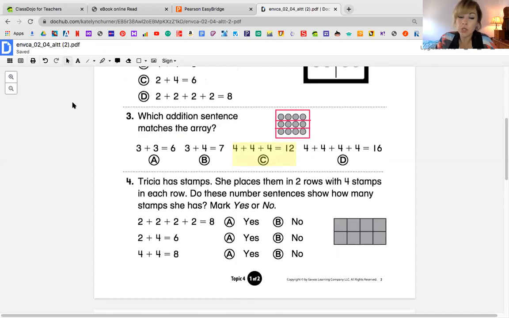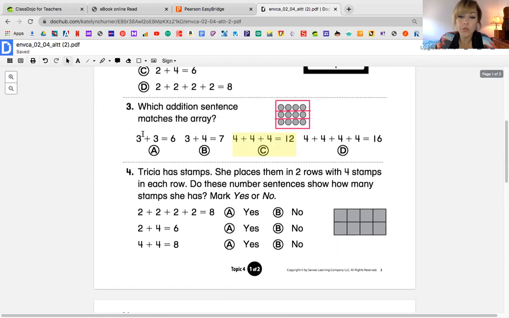Now, number 4 is a little tricky. It says Trisha has stamps. She places them in 2 rows with 4 stamps in each row. Do the number of sentences show how many of the stamps there are? Mark yes or no. Okay, well, first things first.